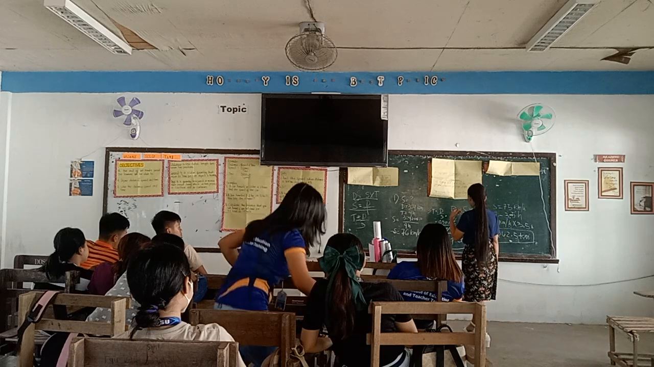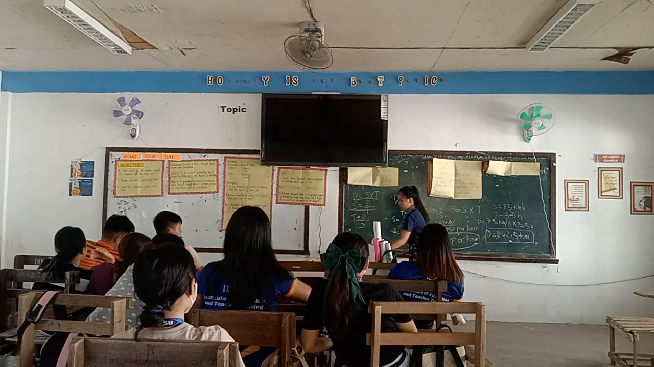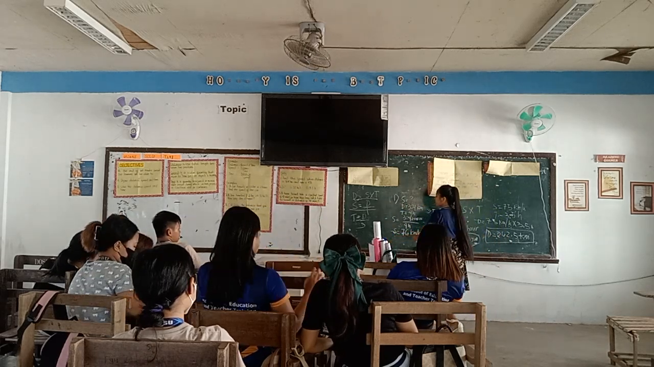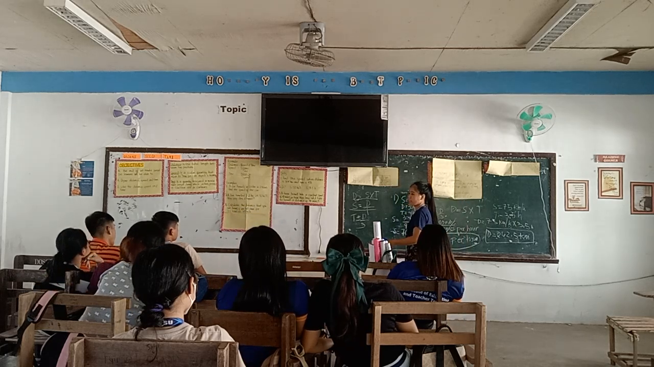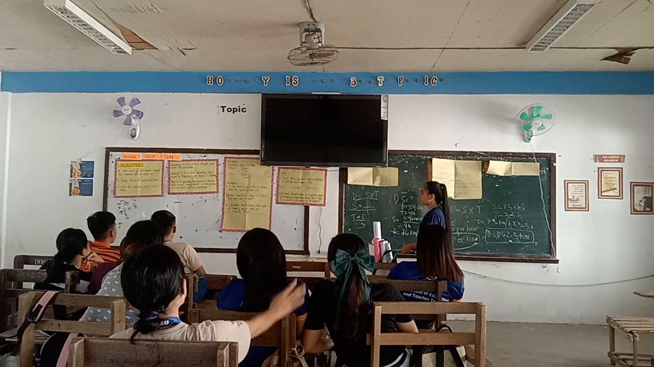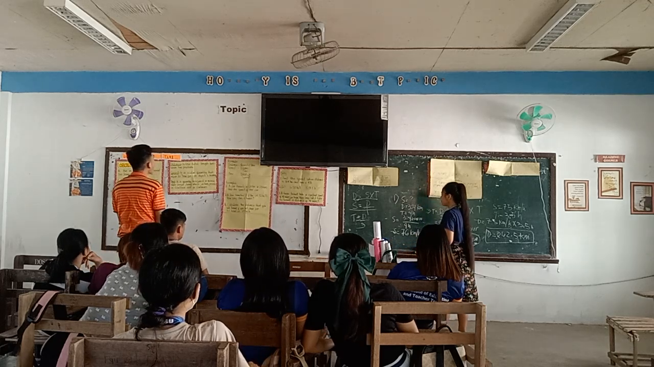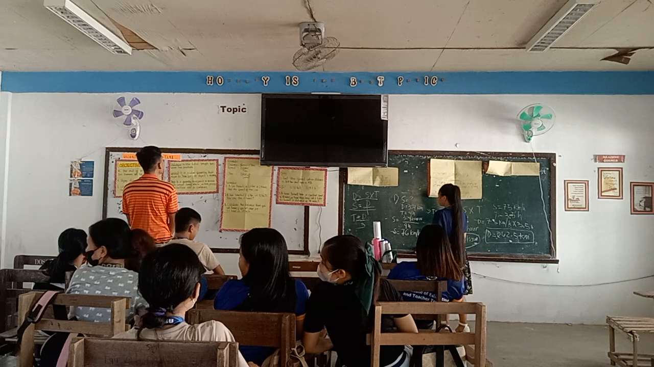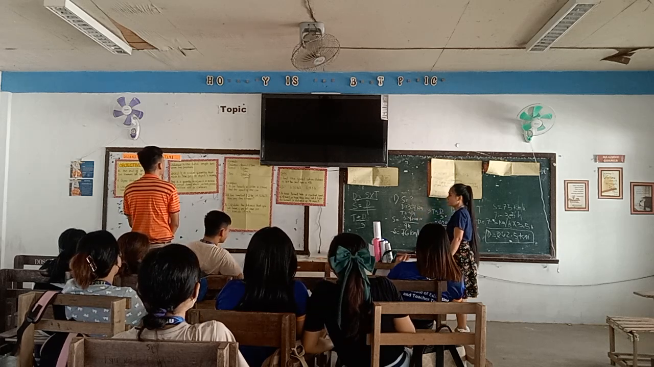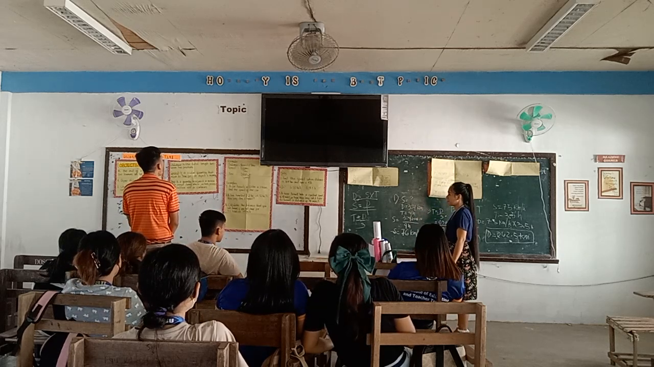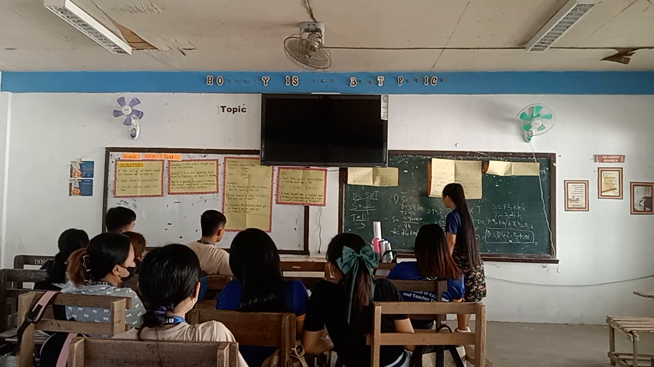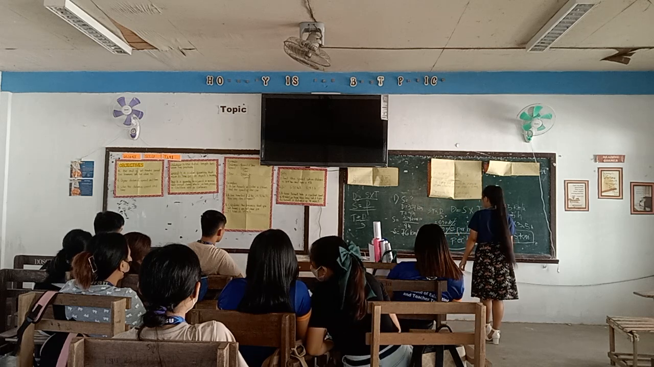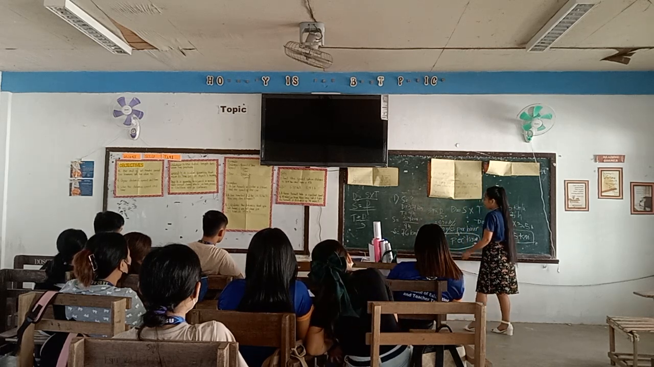Okay, let's check here. So number one is, can you read the number one? Who wants to read? Number 1. Find the speed when distance is 300 kilometers and time is 4 hours. Okay. So let's check your answer.